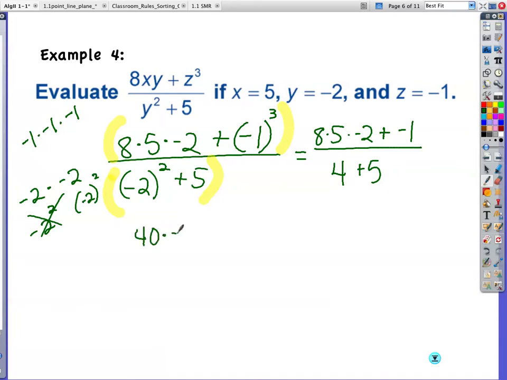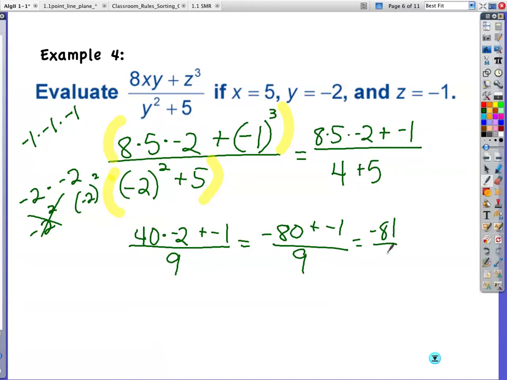I could probably do this all in one step, but I think I'll just keep showing you individual steps as we go. My denominator, my next step in condensing or simplifying would be a 9. All right, up above here on the numerator, I have 40 times negative 2, which is negative 80, plus negative 1 over 9. My numerator reduces down to negative 81 over 9, and now I have an answer of negative 9.